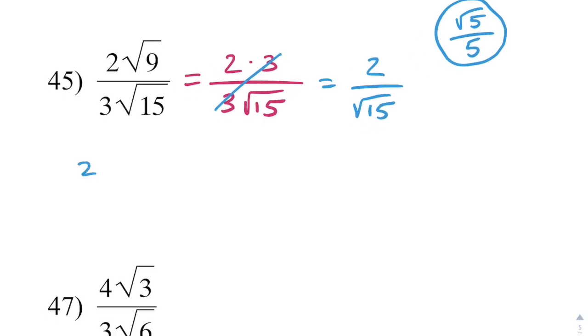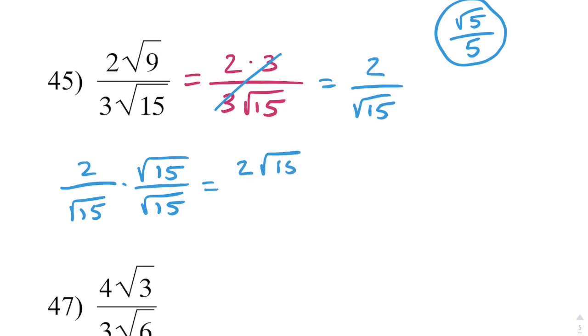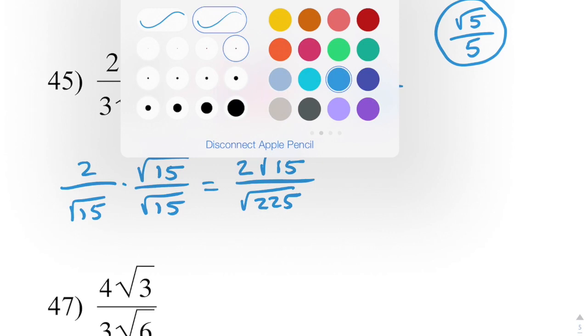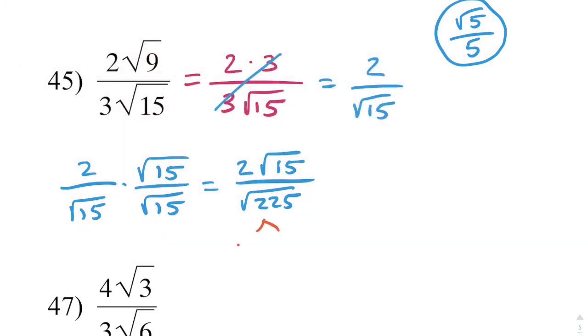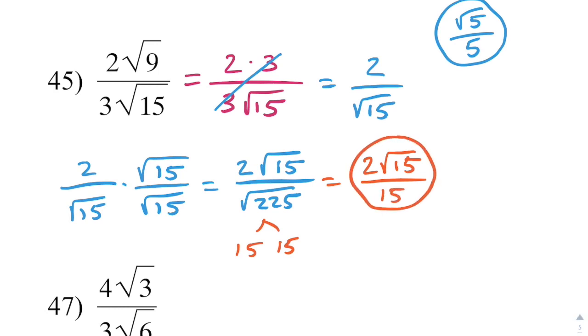Then I'm going to take 2 over the square root of 15. I'm going to multiply it to rationalize it. So I get 2 square root of 15 over square root of 225. And again, 225, I already know what it's composed of. It's 15 times 15 because I got it from over here. So I get 2 square roots of 15 over 15. And I am done. That's my final answer.